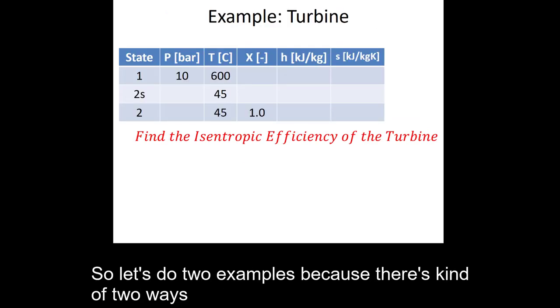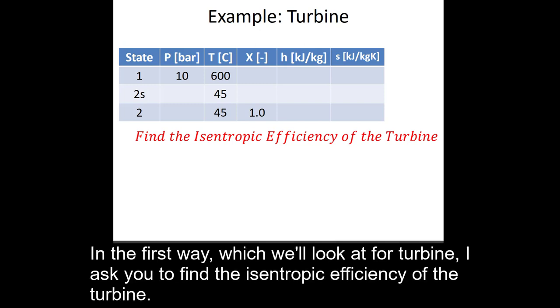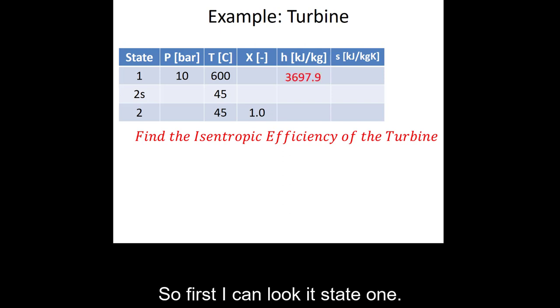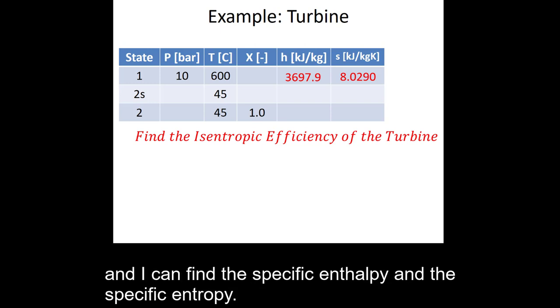So let's do two examples, because there's kind of two ways that I can ask a problem about this. In the first way, which we'll look at for a turbine, I ask you to find the isentropic efficiency of the turbine. So first, I can look at state 1, see that I have two independent intensive properties, and I can fix the state. Here the inlet is a superheated vapor, and I can find the specific enthalpy and the specific entropy.